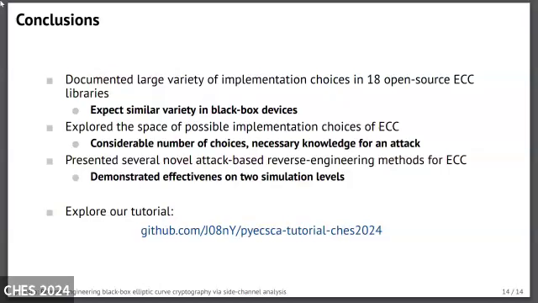We also explore the space of possible implementation choices of ECC combinatorically, and it's quite large, right? I think you will not be able to guess these. And we presented several novel attack-based reverse engineering methods for ECC and demonstrated in the paper on 2 simulation levels that they actually kind of work.